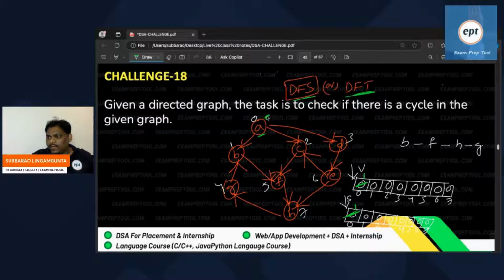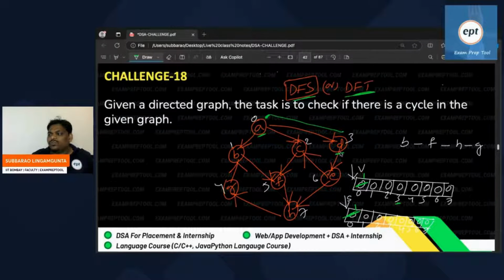Now see this one. I am here. A adjacent is 3 people. You take any one. Let us say I will take A to D. I went to D. So remember, I am at D now. D means 3. Visited of D is 0, which means it is not visited, so you can go to the DFT here. You can do DFT from here.